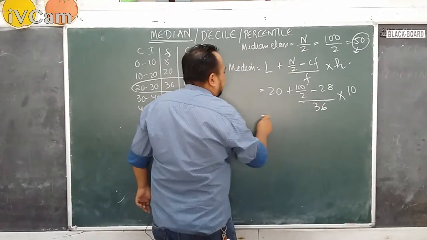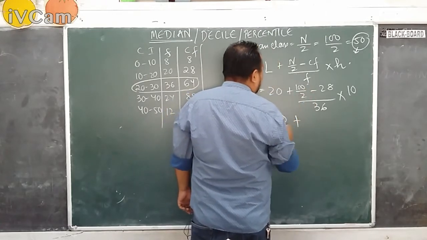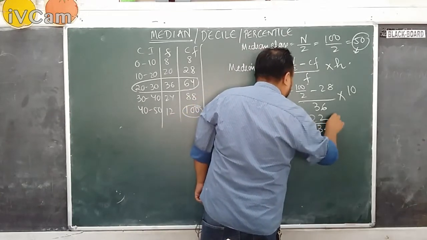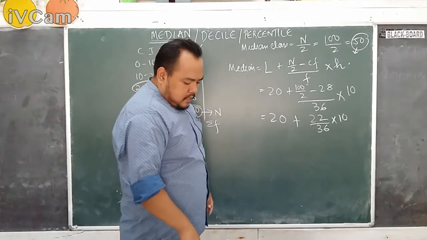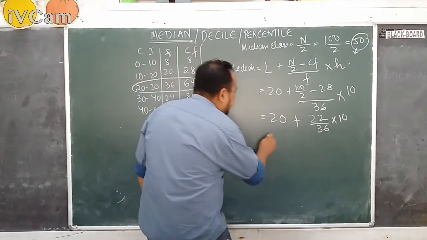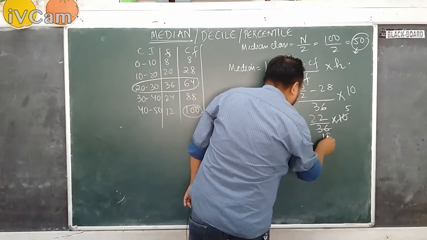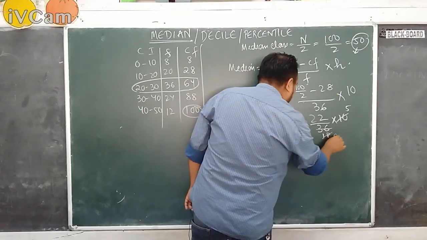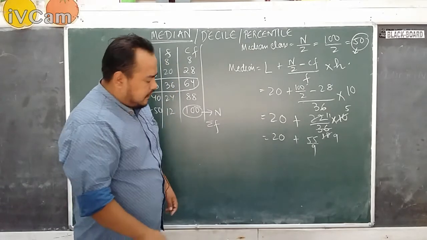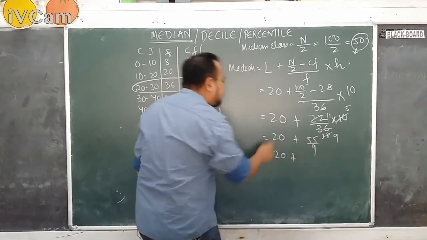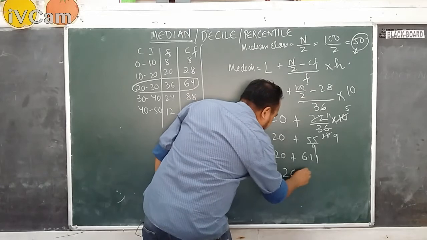So this is how you calculate the median. So this will give you how much? 50 minus 28 is 22, divided by 36, into 10. Now what do I get when you cancel this? 20 plus, 2 fives are 10, 2 eighteens are 36, so you get 55 divided by 9. So 20 plus, when you divide 55 by 9, you get 6.11. So the answer is 26.11.